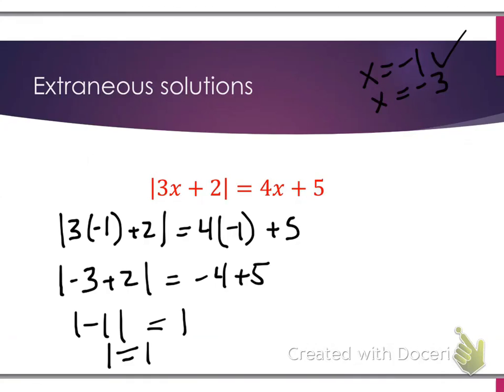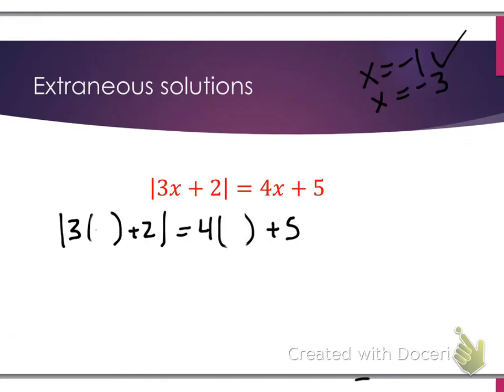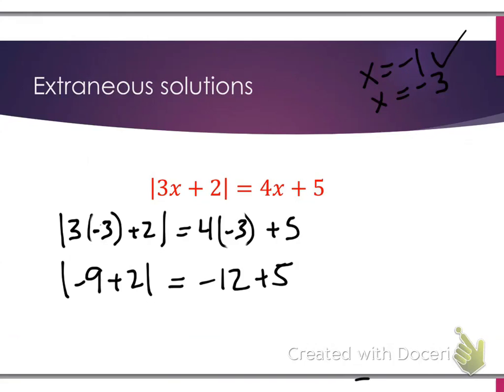Now I'm going to erase this, and then I'm going to put negative 3 in this time. So 3 times negative 3 is negative 9. 4 times negative 3 is negative 12. Negative 9 plus 2 is negative 7. Negative 12 plus 5 is negative 7. Because of the absolute value, this negative 7 is going to become a positive 7. So you can see how this is an extraneous solution because 7 will never equal negative 7. That's why we have to check our answers.